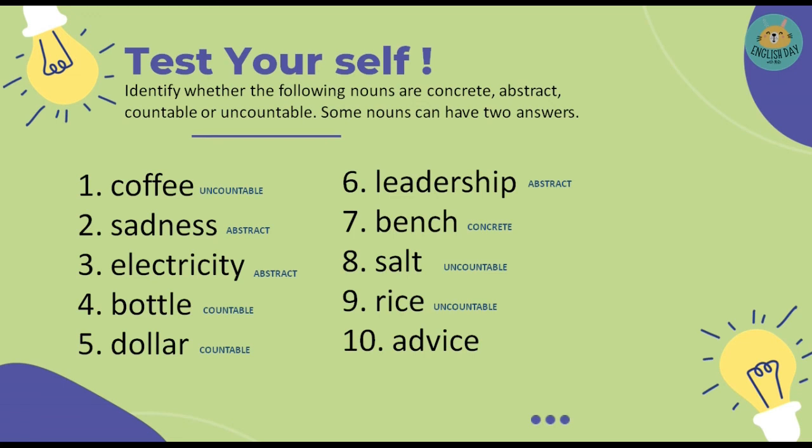And lastly, we have advice. If your answer is abstract, then you're correct. It's an idea. It's a form of idea. That's why it's considered as an abstract noun. So that is it for our types of nouns.